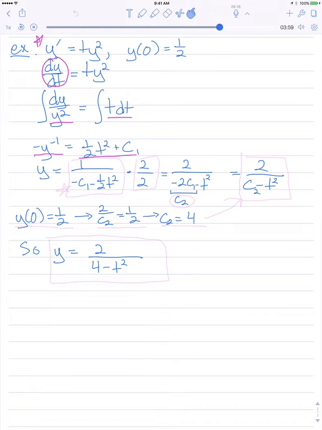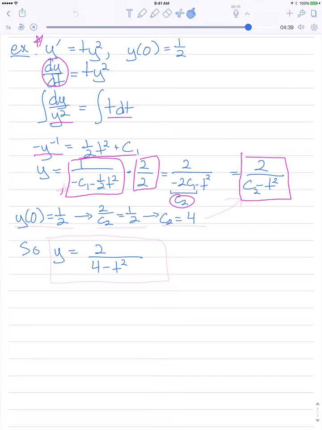To get y alone, I'm going to take the reciprocal of each side and multiply by negative 1. So y is this expression here, 1 over negative c1 minus 1 half t squared. For convenience, I'll multiply by 1 in the form of 2 over 2. That gives me 2 over negative 2c1 minus t squared. But since c1 is an arbitrary constant, negative 2c1 is another arbitrary constant. I'm just going to call it c2. So I'm choosing to write the final solution as 2 over c2 minus t squared, where c2 is an arbitrary constant. Do you have to do that?